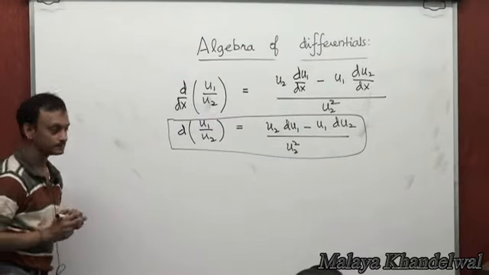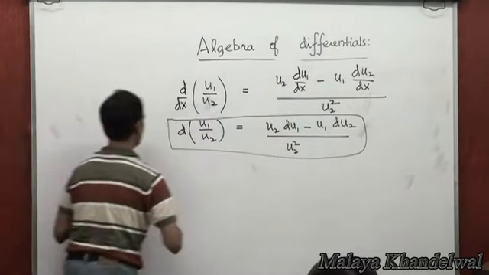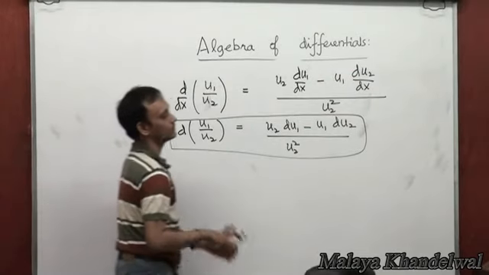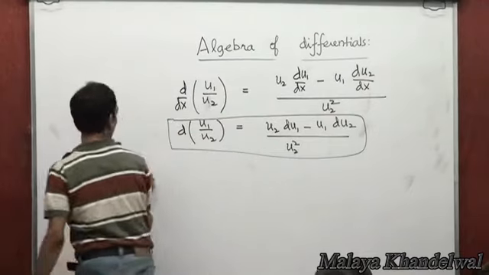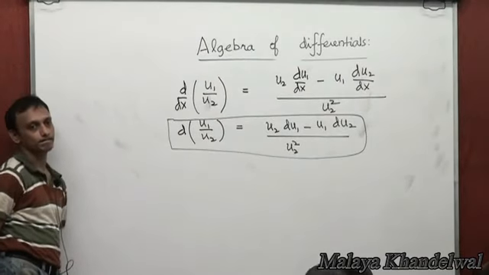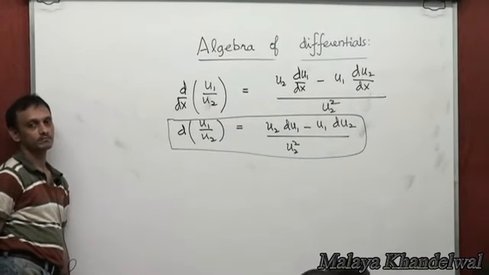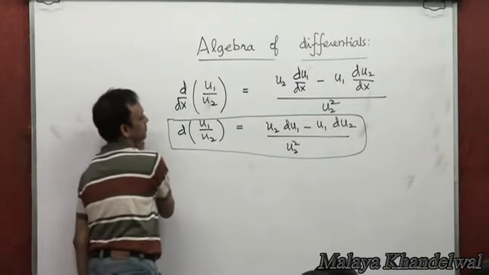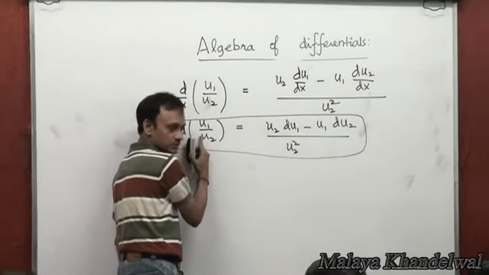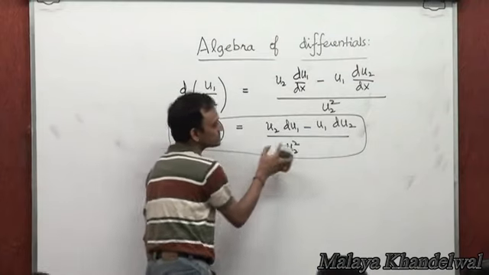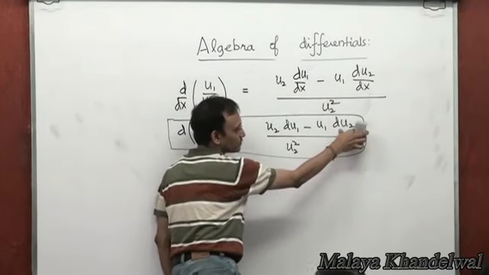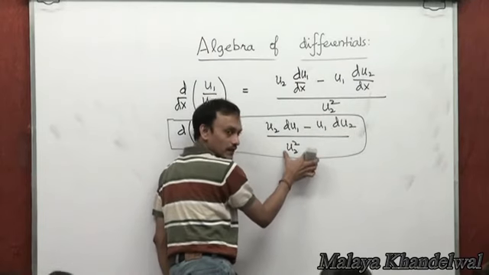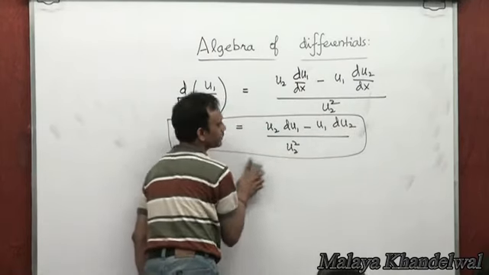Got me? Can I wrap this off? So differential of the quotient of two functions is differential of the numerator into denominator minus differential of the denominator into numerator, divided by denominator squared, right?